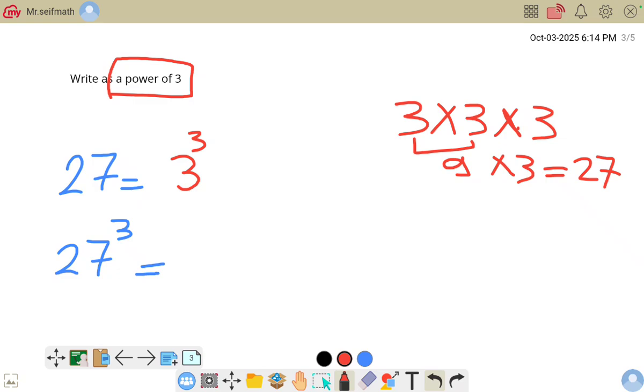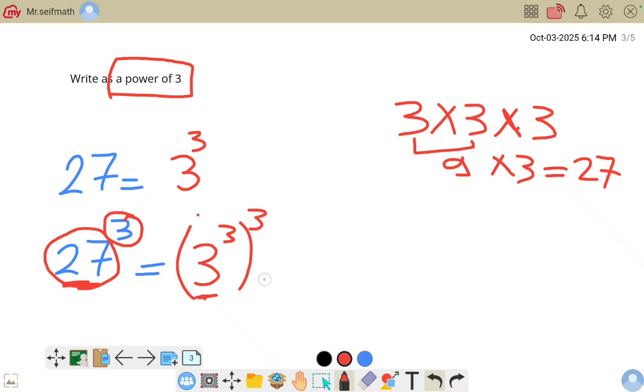So when I have 27 power 3 and I need to write it as a power of the number 3, making the base 3, replace 27 itself with 3 power 3 and put all of them to the power that you have here, which is 3. And in this case, simplifying the indices, if you have a power of another power, you multiply the indices, the powers together. So write the same base 3 and multiply the indices. 3 multiply 3 equals 9. So 27 power 3 equals 3 power 9.